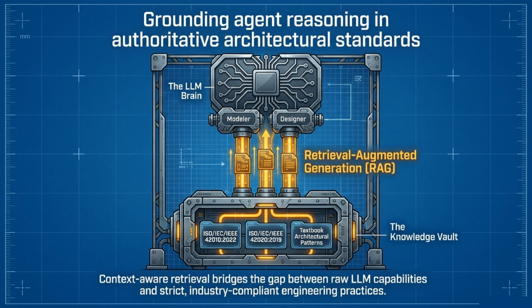But how does the AI know what constitutes a good architecture? We ground the agent's reasoning in authoritative architectural standards. Using Retrieval-Augmented Generation, or RAG, the foundational LLM brain is connected directly to a knowledge vault. This vault contains strict ISO, IEC, and IEEE standards, alongside textbook architectural patterns. This context-aware retrieval bridges the gap between raw LLM capabilities and strict, industry-compliant engineering practices.